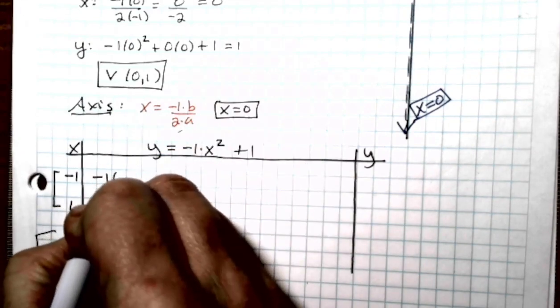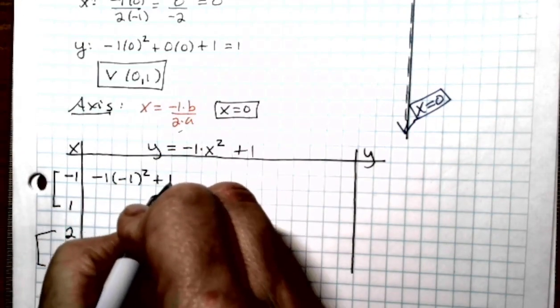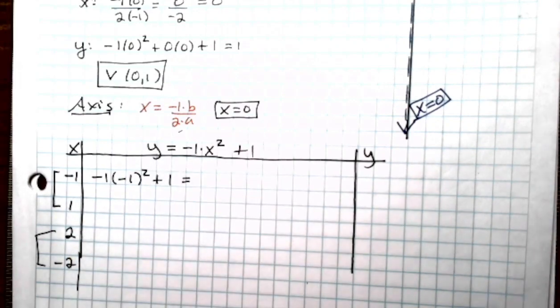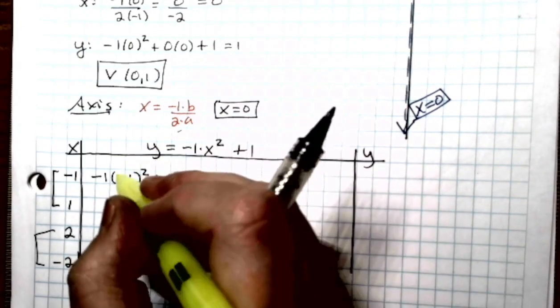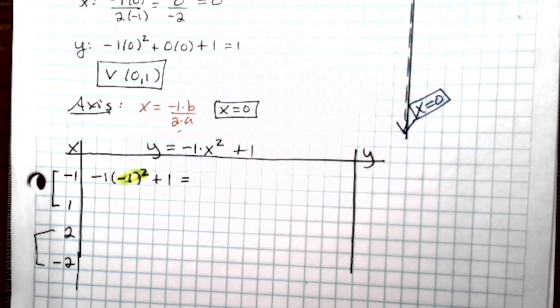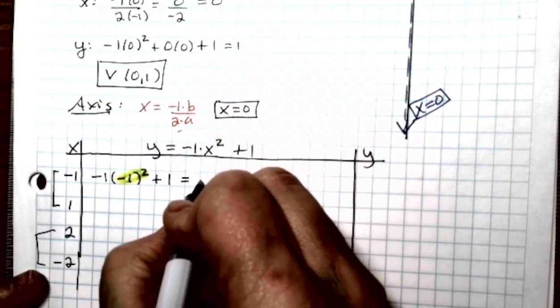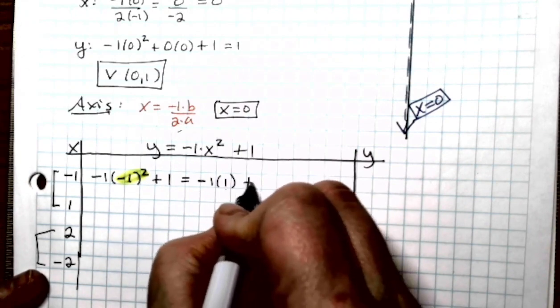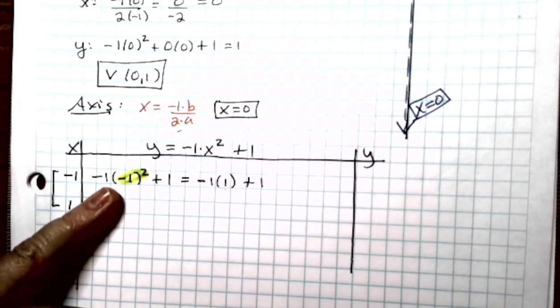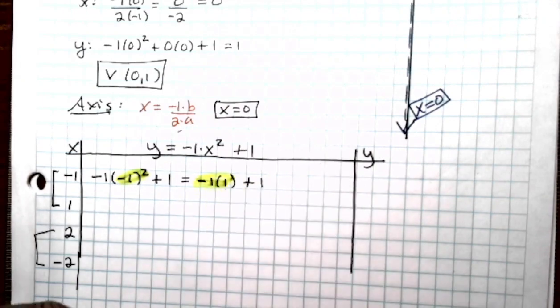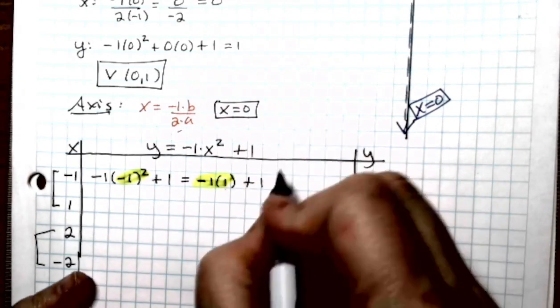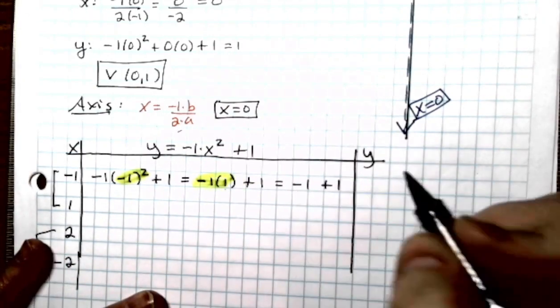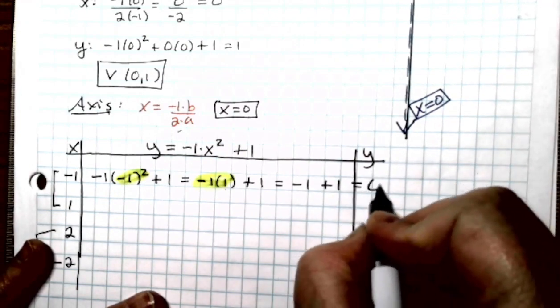So here we go, negative 1 times negative 1 squared plus 1. You've got to do the exponent first. So this part goes first. Negative 1 times negative 1 is positive 1. So now I've got negative 1 times 1 plus 1. So we did the exponent. Now we multiply. Negative 1 times 1 is negative 1. And last you add and you get a 0.